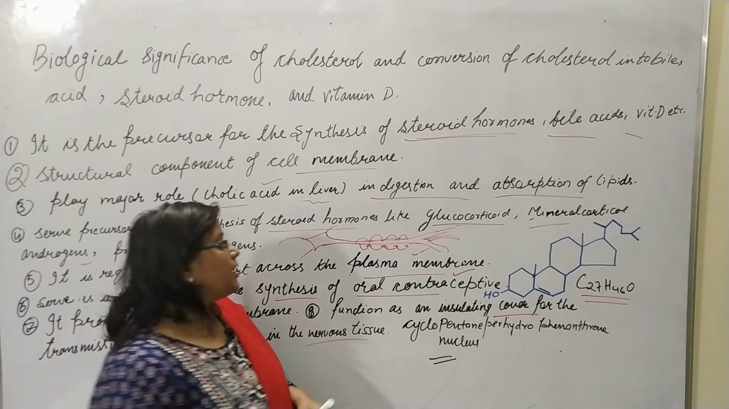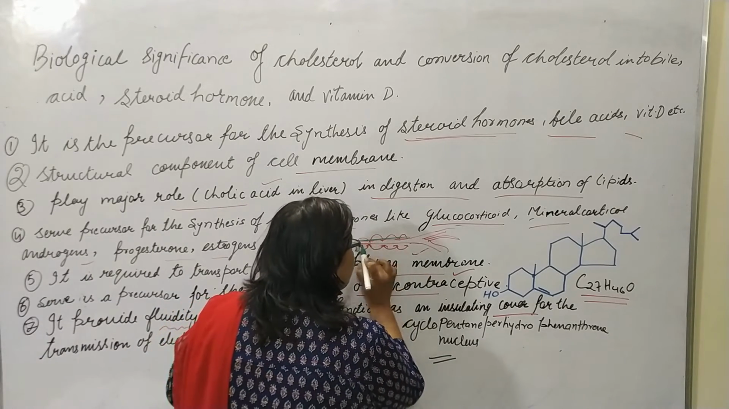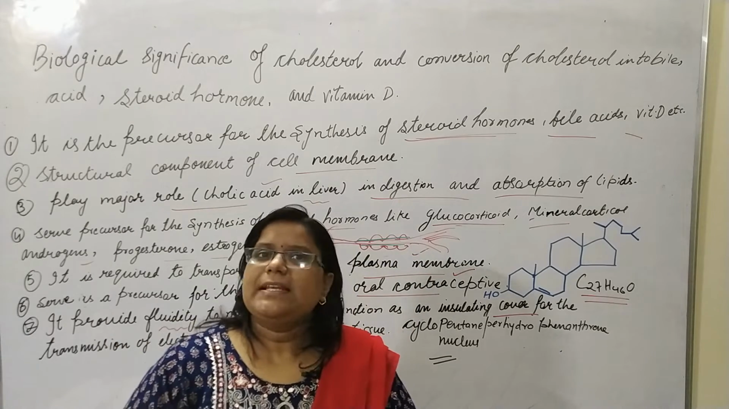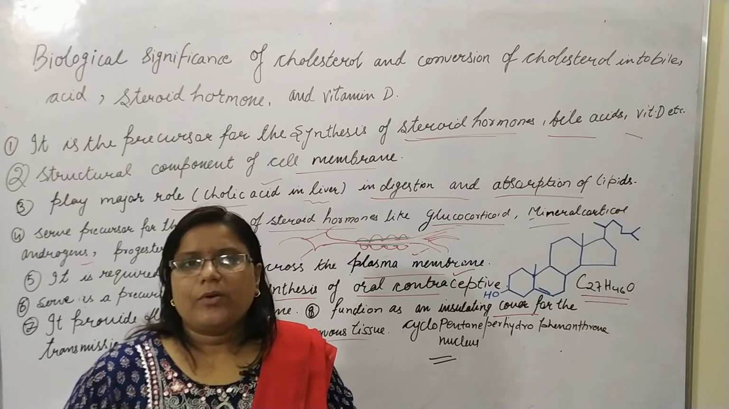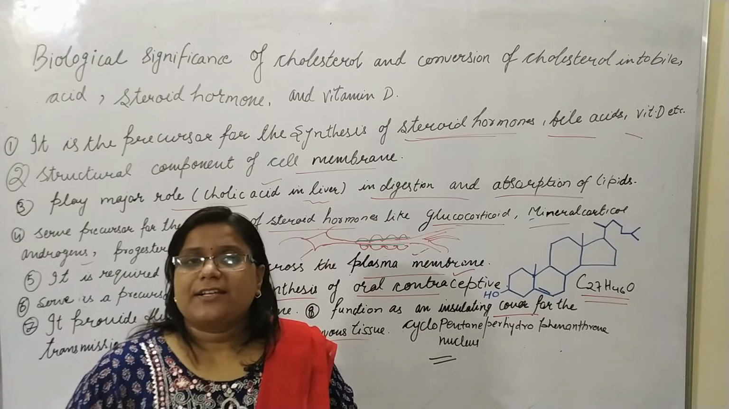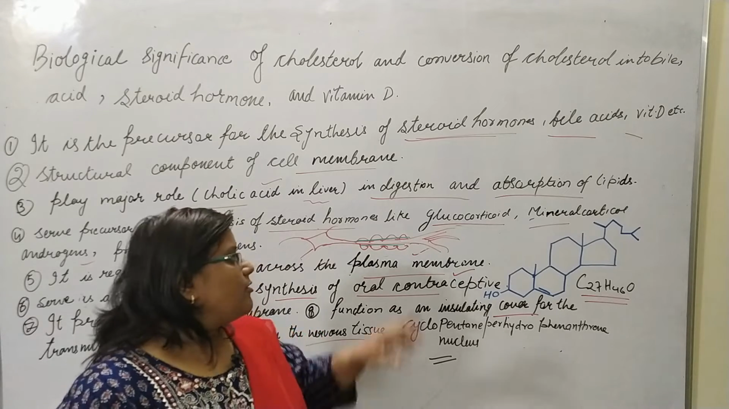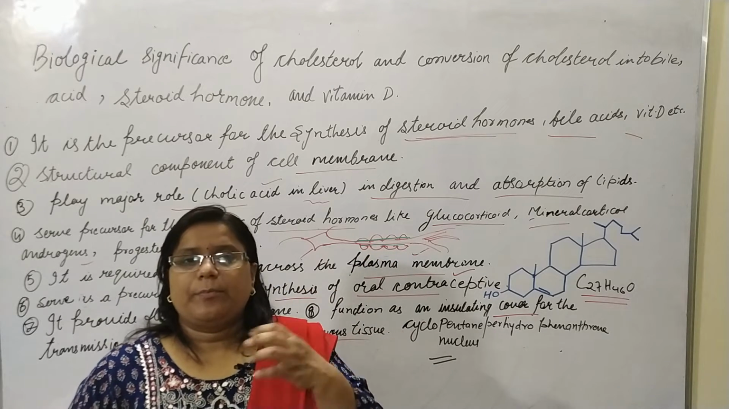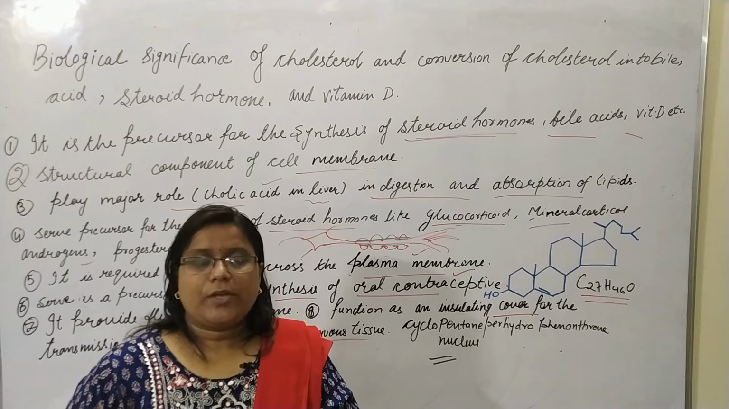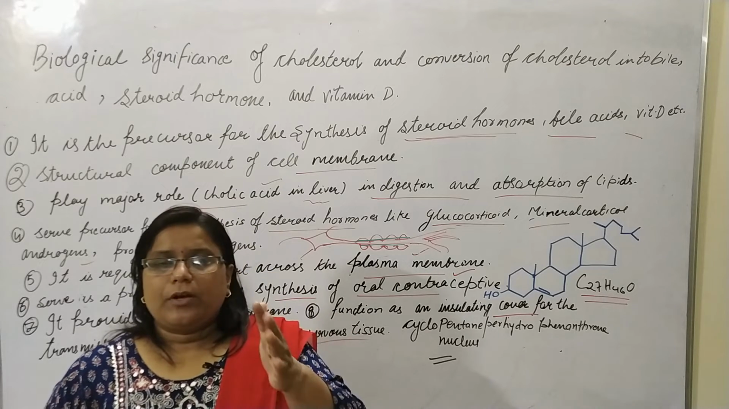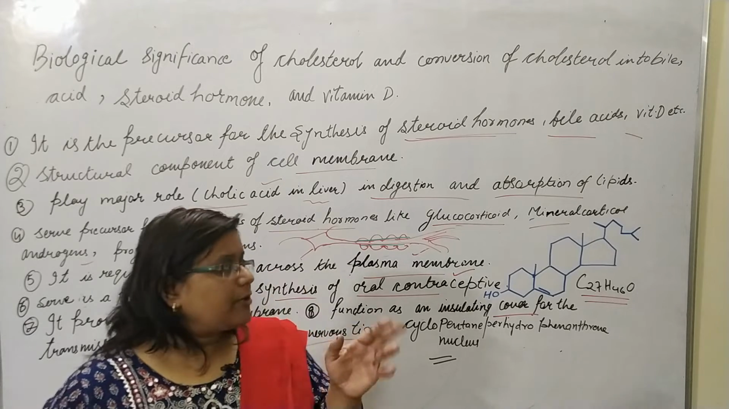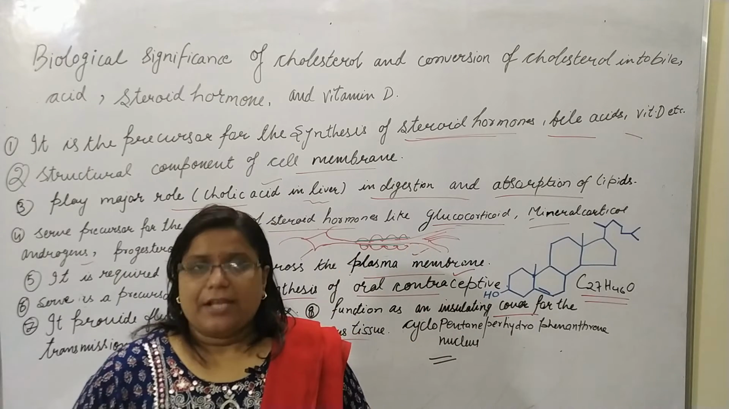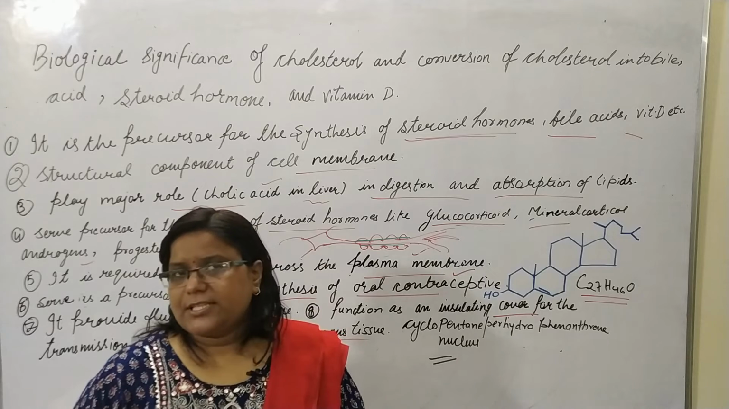Cholesterol provides the insulating covering, so that ions cannot leak out from this membrane. If such ions, sodium and potassium ions, leaked from this membrane, the potential of the impulses would reduce. So to protect from leakage, cholesterol makes the insulating covering. Now this is all for the biological significance.